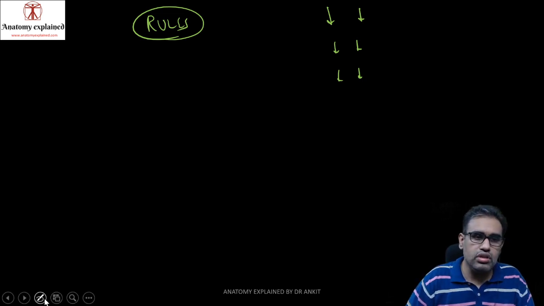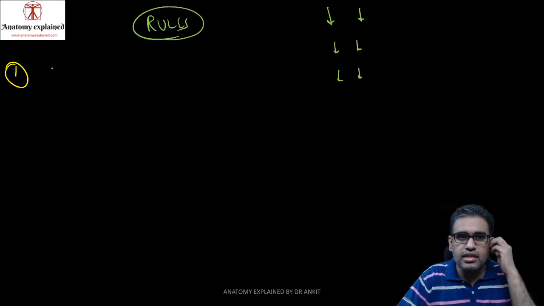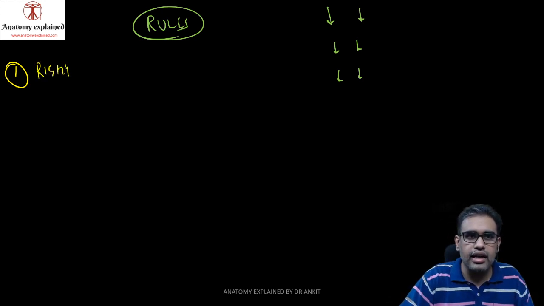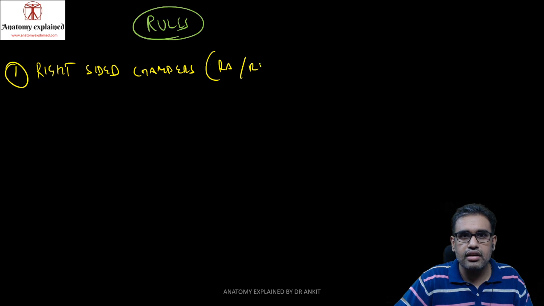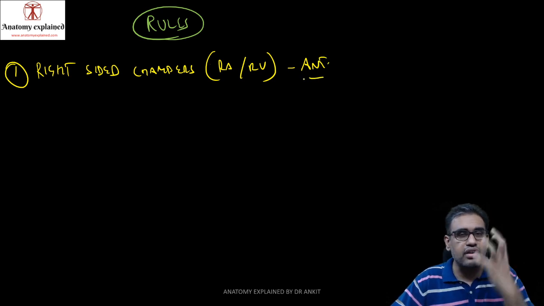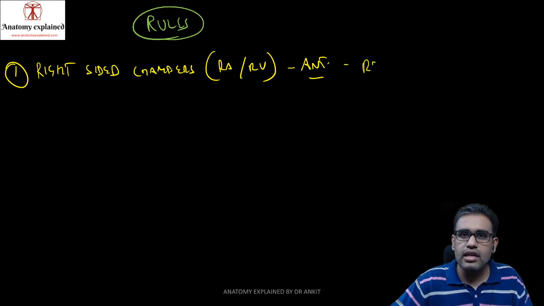So two rules are there for understanding the chambers. Rule number 1 says that the right-sided chambers, and what are these right-sided chambers? These right-sided chambers are actually our RA and RV, that is the right atrium and right ventricle. These right-sided chambers are present anteriorly. It doesn't mean directly in front, but in relation they are present more anteriorly compared to their respective left-sided chambers.